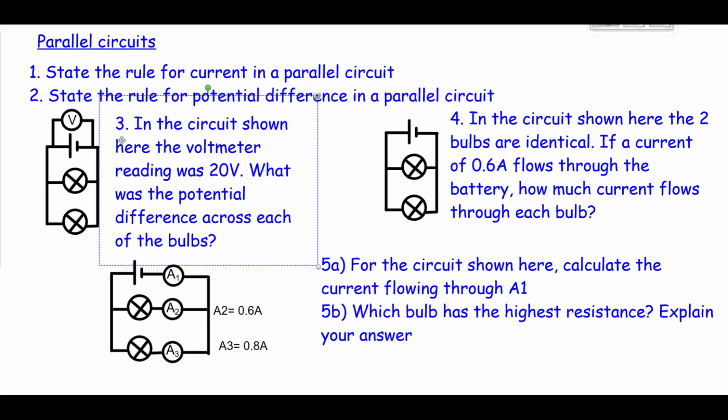Then questions 3, 4 and 5. For questions 3 and 4, you just have one question to answer, looking at these two circuits and first off working out the potential difference for the first one and the current for the second one. And for question 5, there are two parts. Part A is calculating the current at A1, and for part B, I want you to explain which one would have the highest resistance, making sure you explain what your answer is and why you came to that answer.